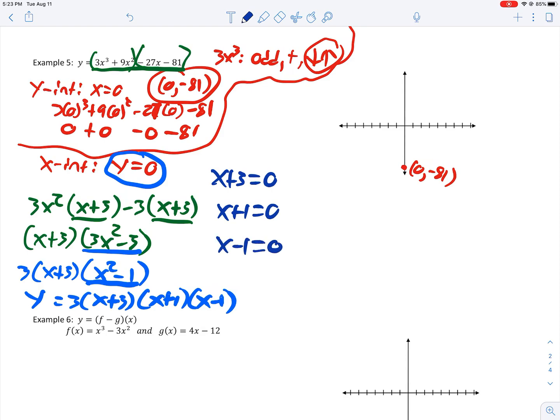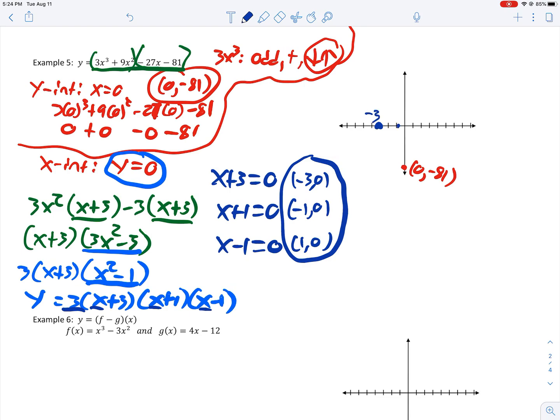And again, why does the 3 in the blue equation not have to equal 0? Because it's 3. It does not vary. It will always be 3. The x is a variable. It's going to vary. So we've got to figure out what it is equal to. So we get (negative 3, 0), (negative 1, 0), and (1, 0). Those are my 3 x-intercepts. Negative 3, negative 1, and 1. And I have the y-intercept, and I have the end behavior. So I have everything I need to sketch my graph now.